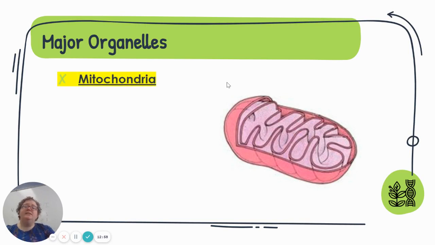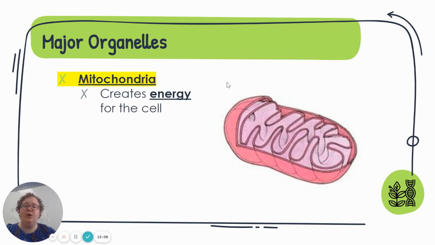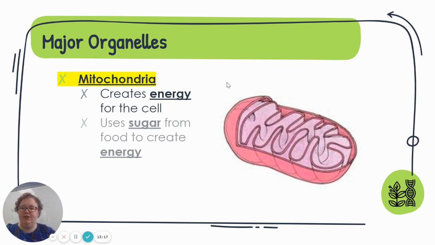Another major organelle is the mitochondria. The mitochondria, its job is to create energy for the cell. It is the place where the cell gets all of its energy to do any sort of process it needs. Okay, that's why we call it the powerhouse, right? A powerhouse makes energy. That's the job of the mitochondria. Mitochondria is going to use sugar that we ultimately get from food. It's going to use that sugar in order to create that energy. So this is where that process of food into energy happens.